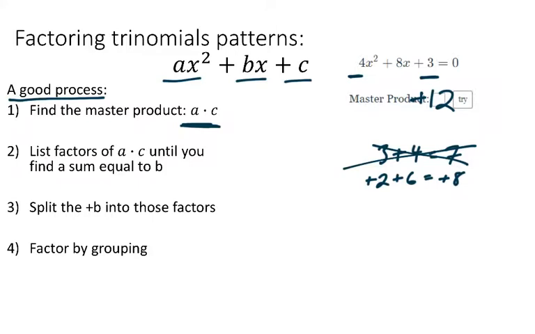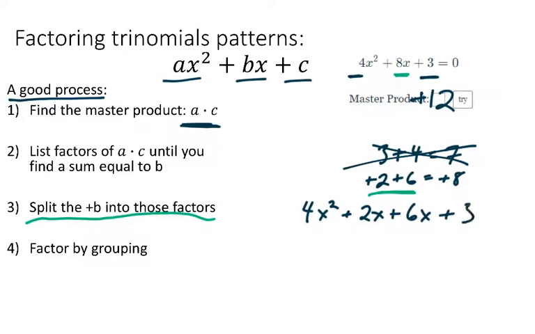So this is the weirdest step of it. What you're going to do is split the positive b into these factors. In this case, that's my positive 8x. I'm going to split it into a positive 2x and a positive 6x. Watch what happens. So I'm going to have 4x squared plus 2x plus 6x plus 3, in this case equals 0. It actually does not matter which order you do these in. It really doesn't. You can do it either way if you don't believe me.